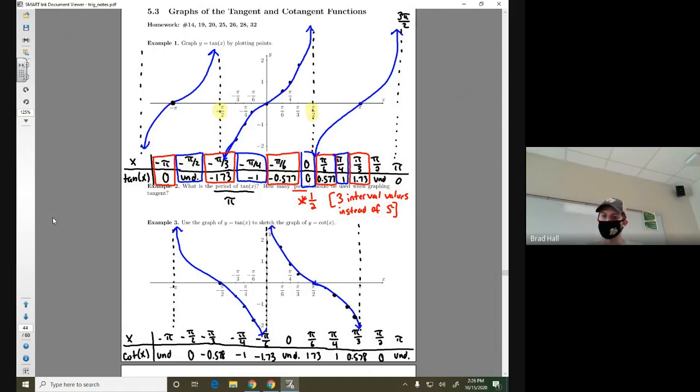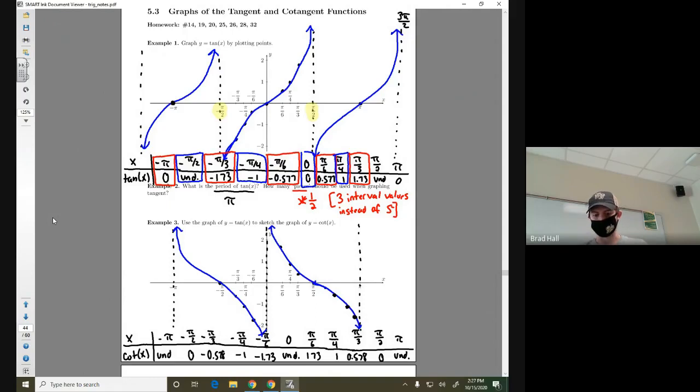So the generalization here is that tangent has asymptotes on all the odd multiples of pi over 2. And it goes in increments of pi, because that is the period. As opposed to cotangent, where the asymptotes lie on intervals of pi with a period of pi.